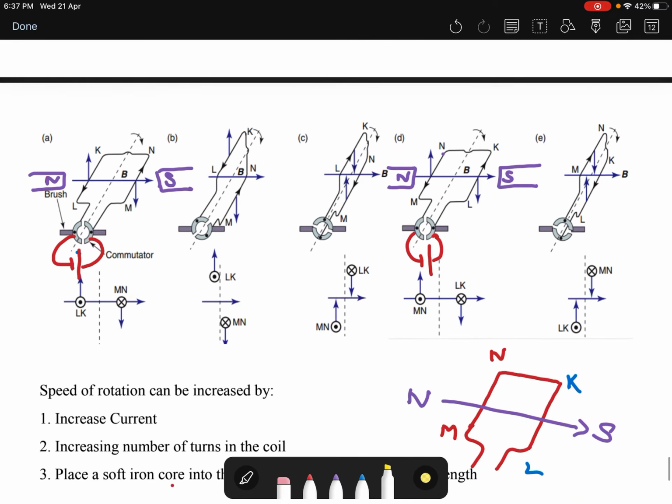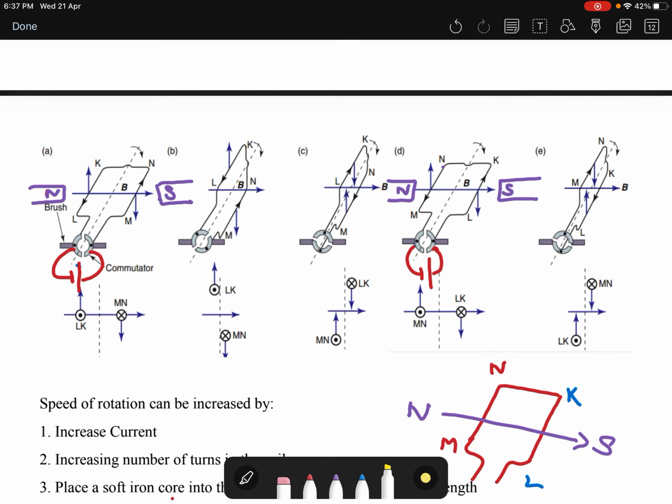So let's go to this diagram. Look at diagram A. We have a battery that is connected to the carbon brush and your split ring commutator. This current will flow to this commutator, then flow through the coil, right? So the current will flow from M to N. And there's a magnetic field pointing from left to right.